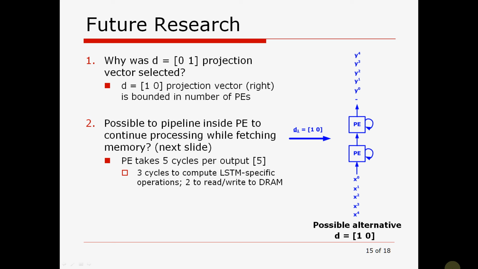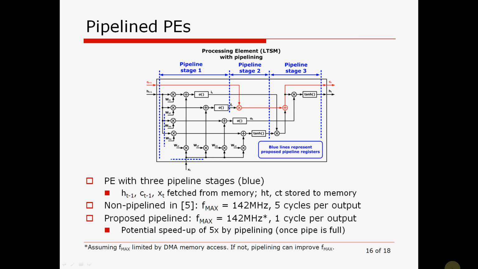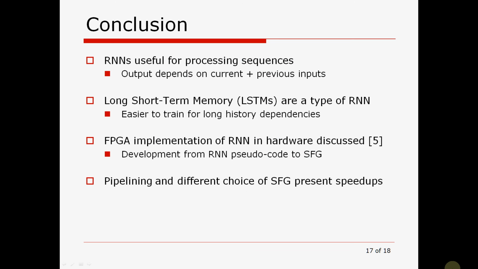Secondly, is it possible to pipeline the processing element in such a way that we can continue processing while fetching memory? For example, we could propose having 3 pipeline stages where the previous inputs h_{t-1}, c_{t-1}, and x_t are fetched from memory. The processing element executes the computation and then stores the results to memory as well, while the next inputs are being fetched. This may present some speedup, assuming that the limiting factor here was the memory accesses and not the processing elements themselves.